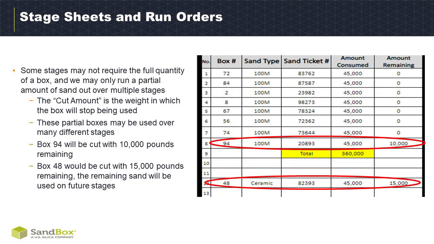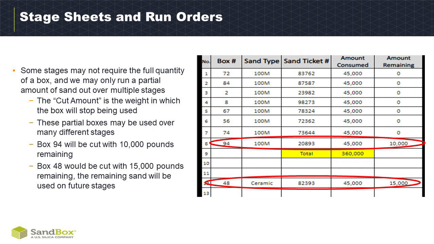Some stages may not require the full quantity of a box, and we may only run a partial amount of sand out of a box over multiple stages. The cut amount is the weight in which the box will stop being used. These partial boxes may be used over many different stages.